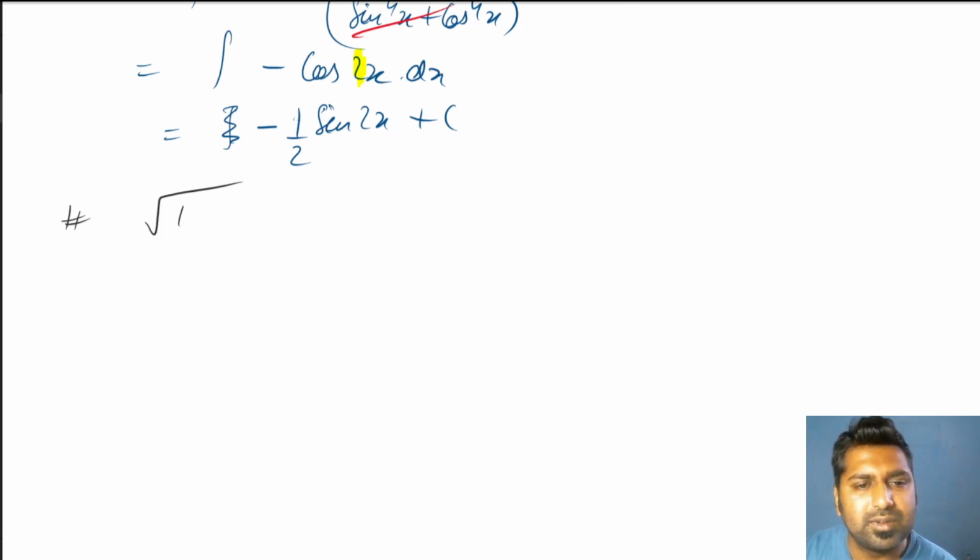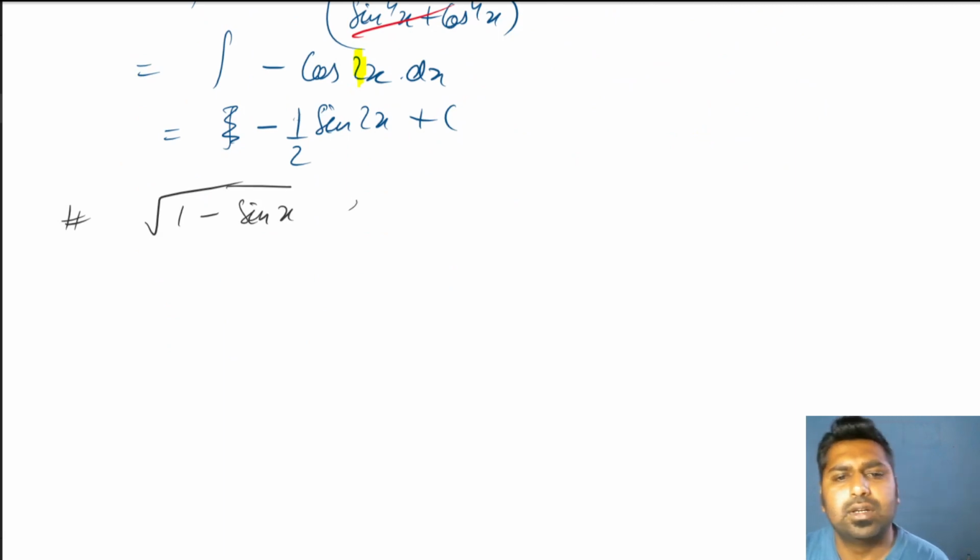Not exactly simple. Integral of root of 1 minus sine x, dx. I told you to rationalize, but if only it was in the denominator. It's in the numerator. What can you do now? Okay. Now you have to recall something from the last lecture.